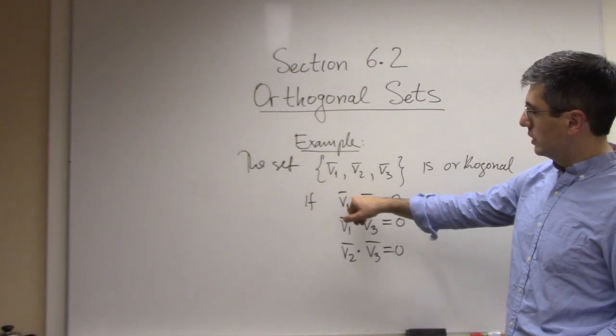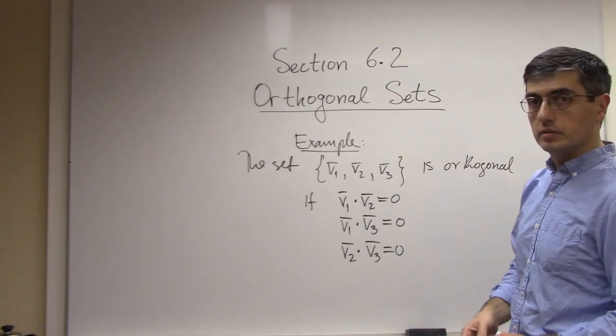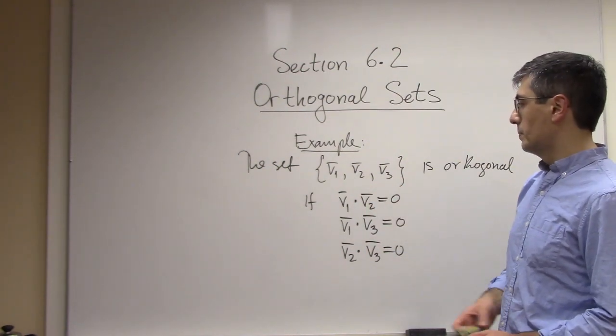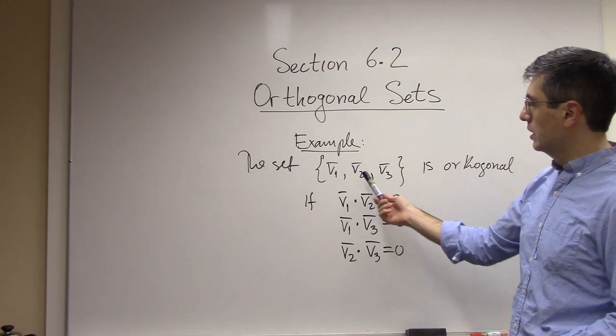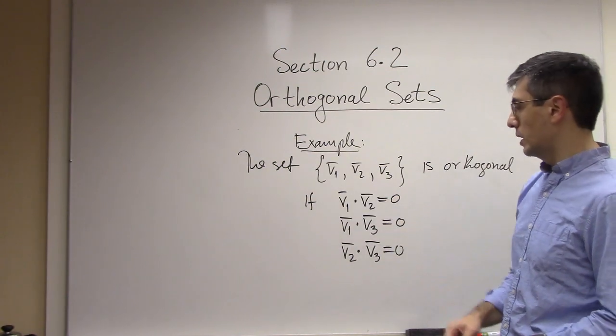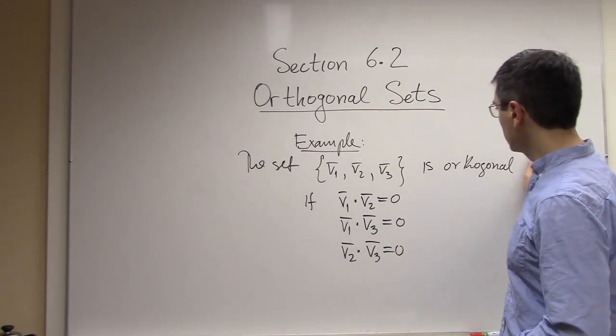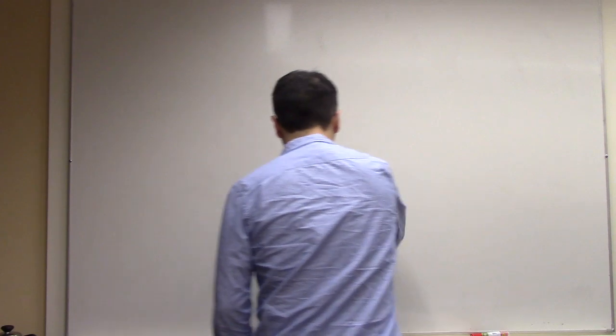Of course, you don't include v1 dot v1 because that will not be 0 unless v1 itself is the 0 vector. So the indices really have to be distinct. So v1 is orthogonal to v2 and v3, v2 is orthogonal to v1 and v3, and v3 is orthogonal to v2 and v1.